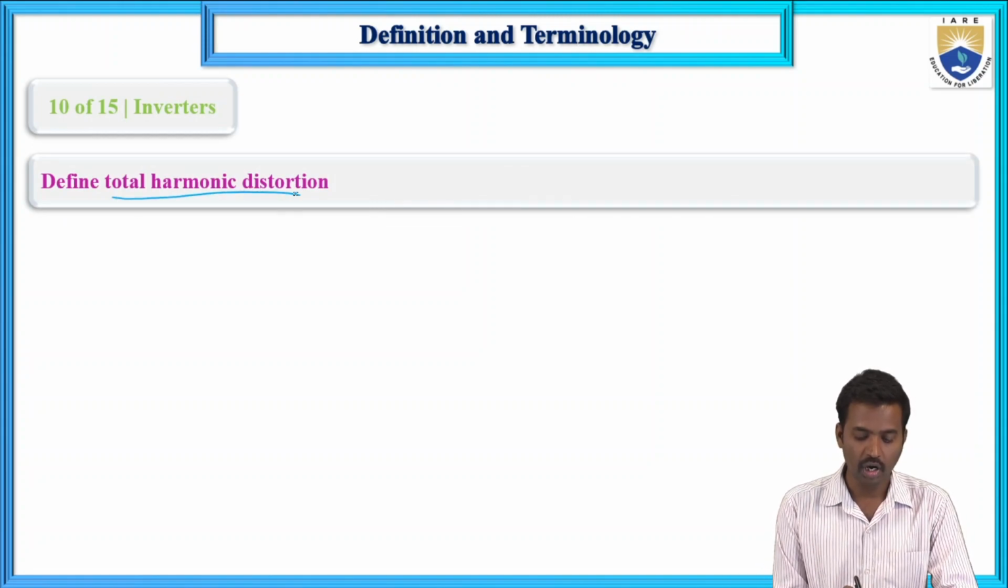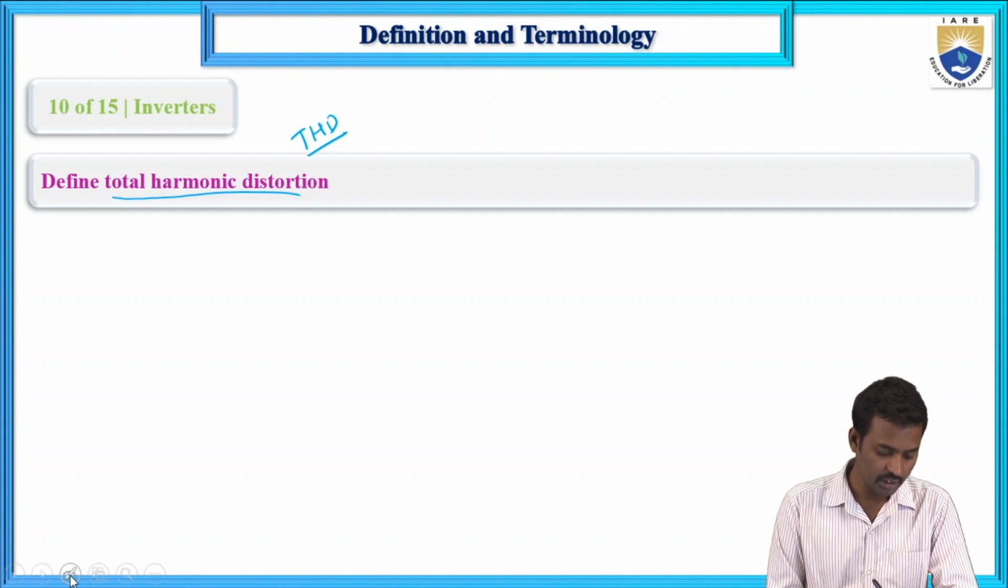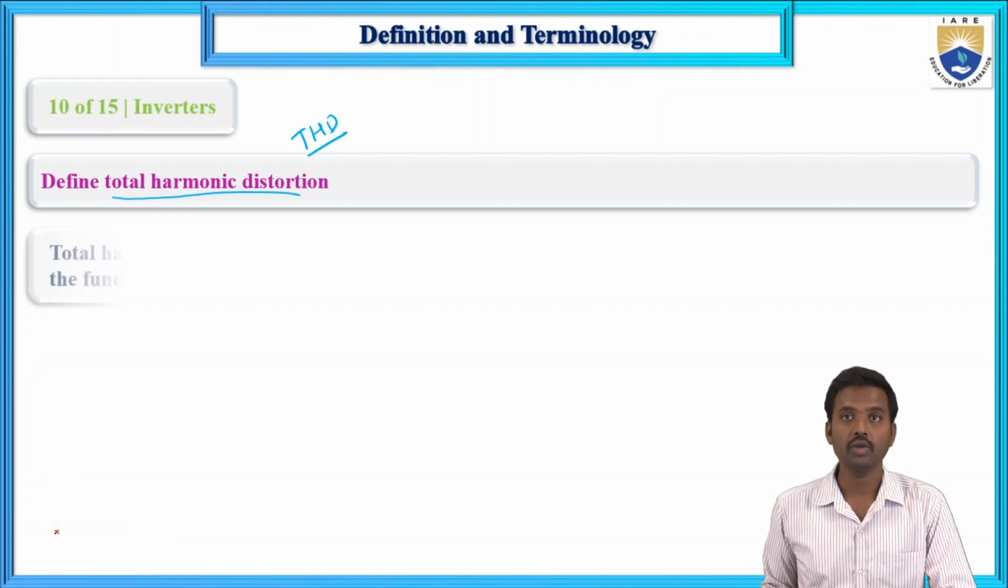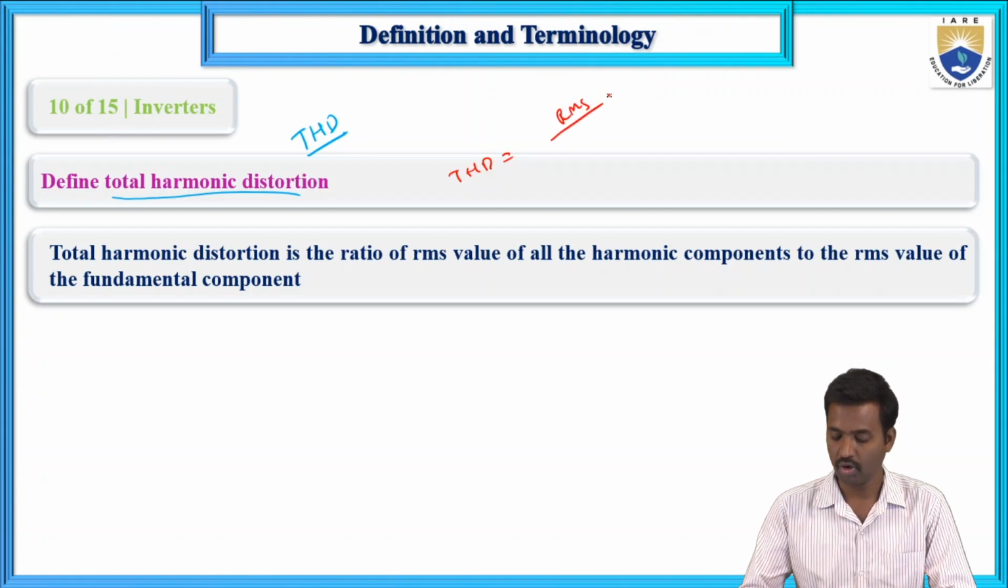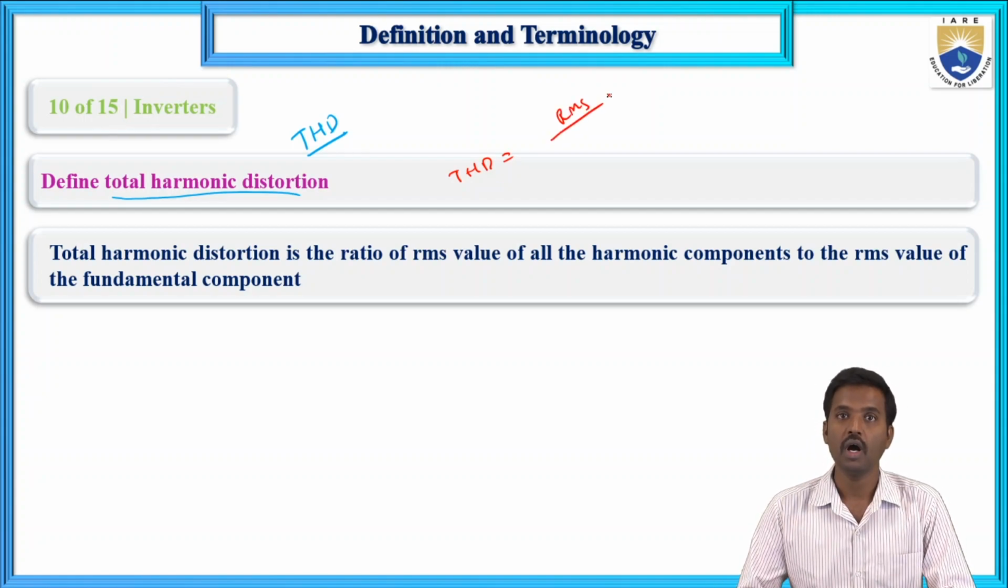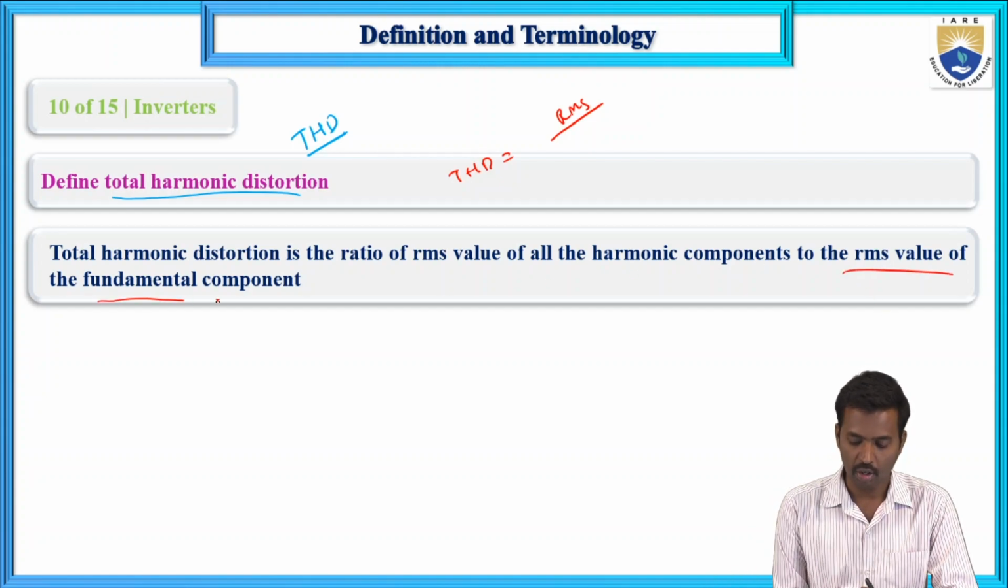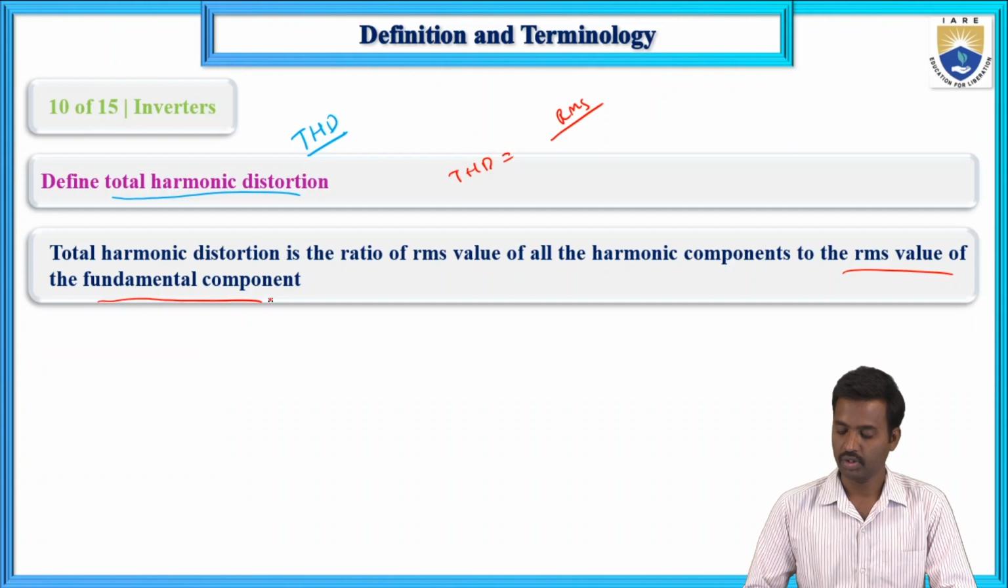Define total harmonic distortion, THD. THD, total harmonic distortion, is the ratio of the RMS value of all harmonic components to the RMS value of the fundamental component.